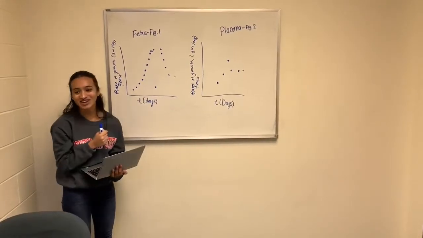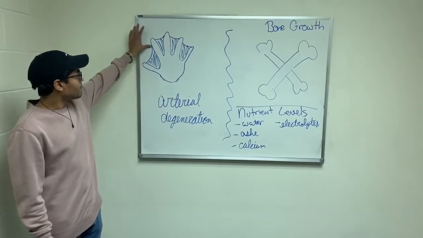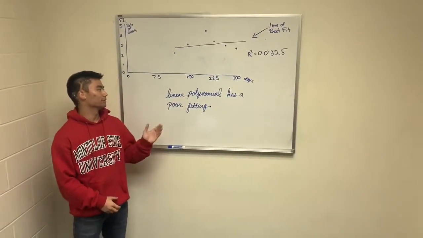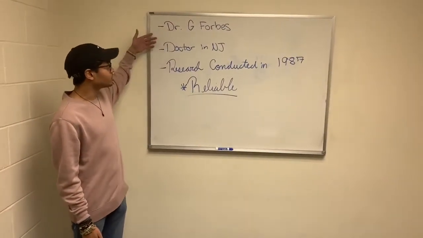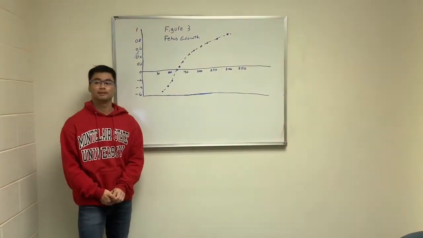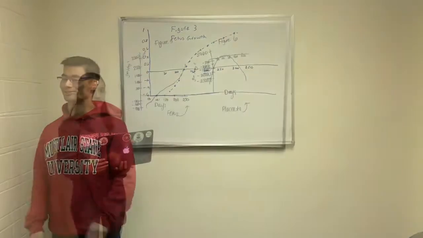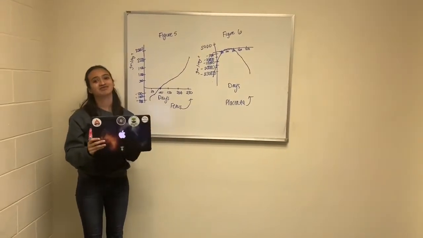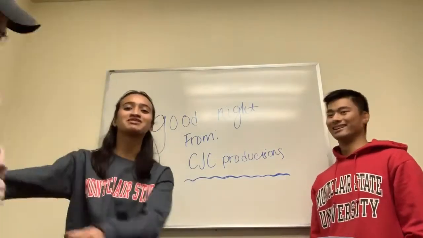Dr. G. Forbes. Connor! I'm just watching. First, for arterial degeneration in the fetus, what is that called again? I don't want to do this number anymore. Oh. You stepped on me.